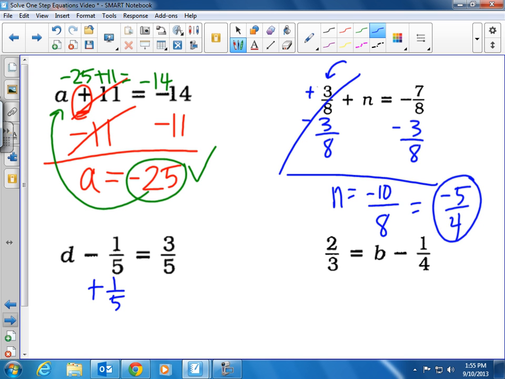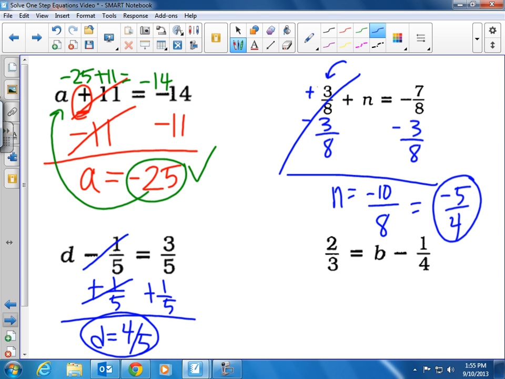Okay, I'm going to work this one out, see if it's the same answer that you got. So we should have added 1/5 to each side and gotten that D was equal to 4/5. Because I have a negative 1/5, so I need to clear that out by doing the opposite, which is adding.